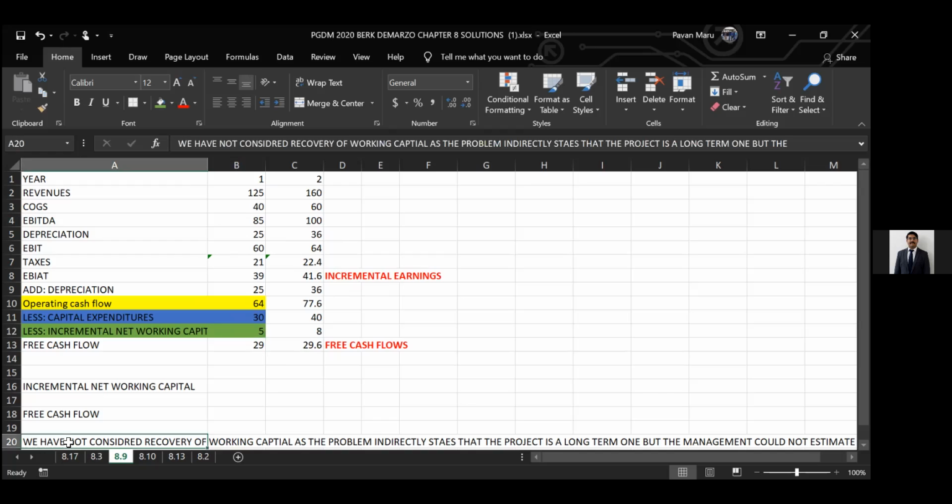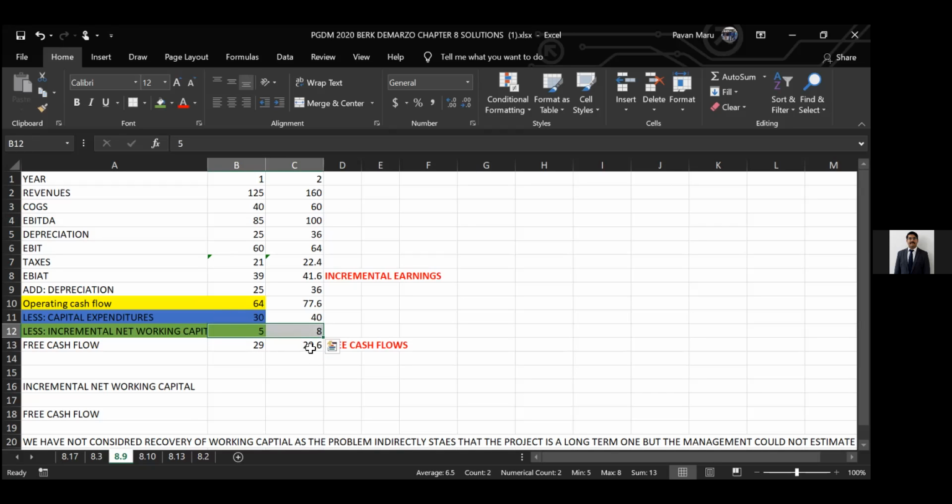See, what is written here? We have not considered recovering of working capital as the problem indirectly states that. Yes, 5 + 8 will not be recovered. Oh sorry, 5 + 8 will be recovered in this case, but I was not assuming this 8, sorry. So I missed this 8, so my 5 will be recovered and this 8 also will be recovered, so 13 will be recovered. So 13 will be added to my free cash flow here.